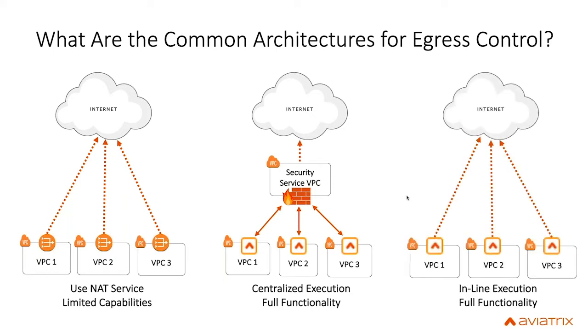And then you have what we call inline or distributed execution with full functionality. And this is kind of where Aviatrix plays. And this is one of our offerings that we have as far as use cases where you get a device deployed in each VPC that you can control access to go out to the internet.